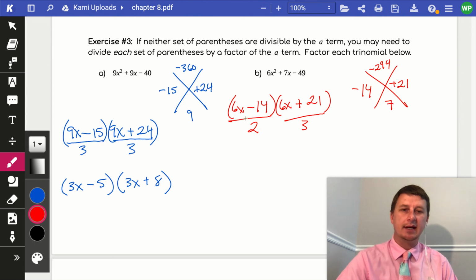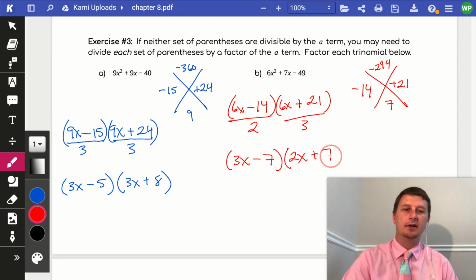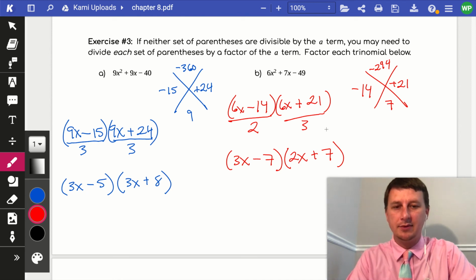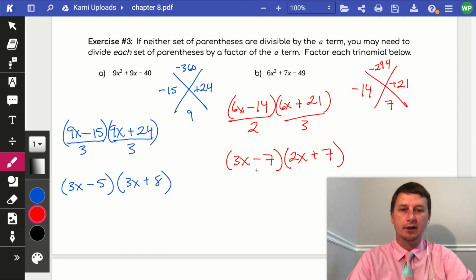6x divided by 2 is 3x, and negative 14 divided by 2 is negative 7. 6x divided by 3 is 2x, and 21 divided by 3 is 7. So our final factorization is 3x minus 7 times 2x plus 7. That is how we use the AC method with one of the most complex problems we'll see this year in Algebra 1.